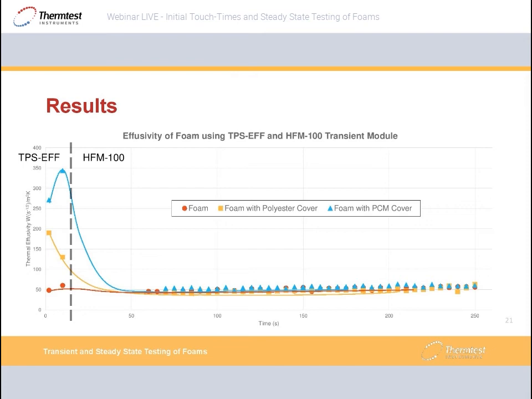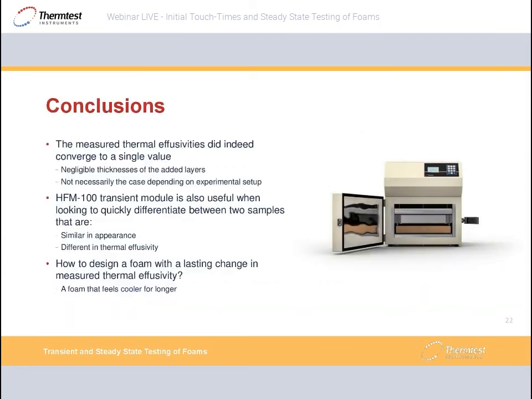With our TPS EFF instrument, we note an increase in thermal effusivity until all of the material has changed phase, at which point the thermal effusivity tapers off and resembles that of the foam by itself. So we conclude that the measured thermal effusivities did indeed converge to a single value. Due to the negligible thickness of the added layers, this is why they will converge.